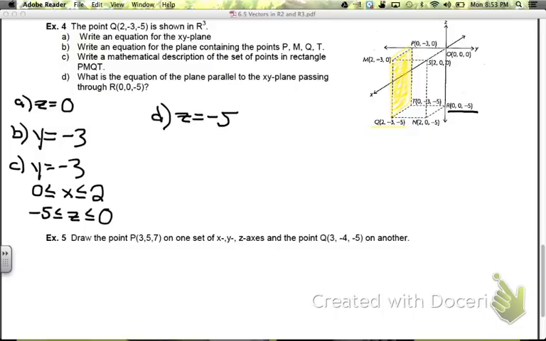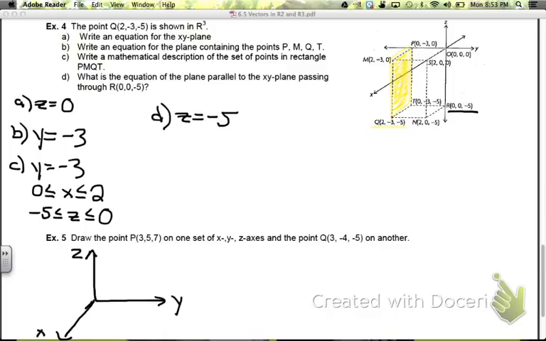Now, in our last example, we want to draw the points P, which is located at 3, 5, 7, on one set of x, y, z axes, and the point Q, which is located at 3, -4, -5 on another. So what I'm going to draw first here is my x, y, and z axes. This is my x, y, and z. So now I want to get to writing my point 3, 5, 7.